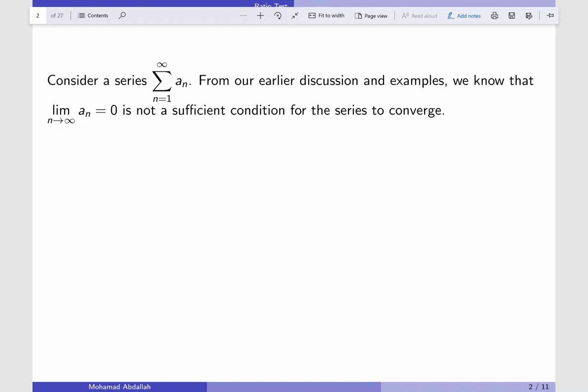So consider the series, a random series, sum from n equal 1 to infinity of a sub n. From the example that we have seen before, we know that for this to converge, the limit of a_n has to be 0. This is not sufficient, but it must be 0, because if it's not 0, then by the divergence test, it's not convergent.